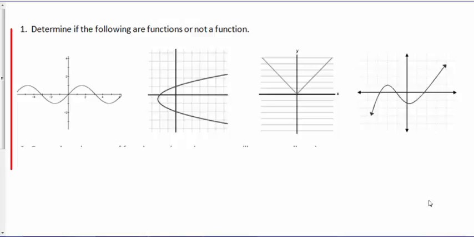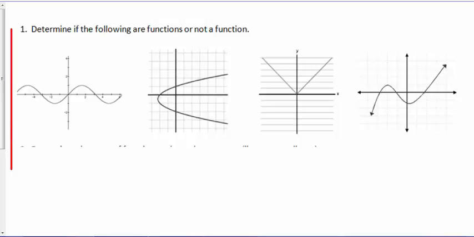This is the study guide for Unit 4A. Number 1, determine if the following are functions or not a function. When you're looking at graphs, what you need to perform is called a vertical line test.